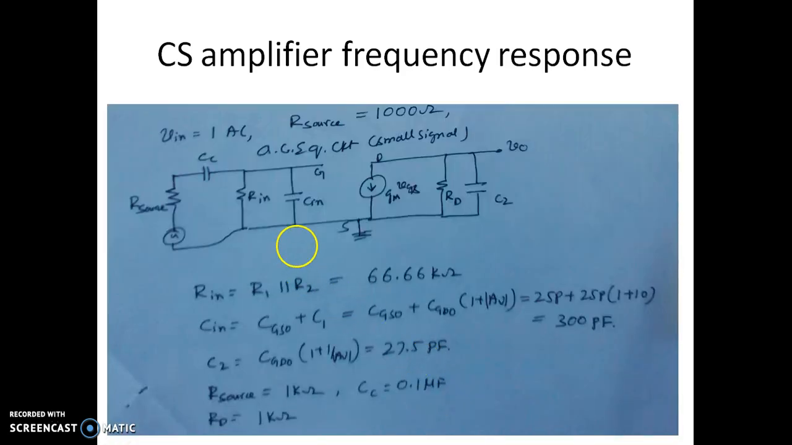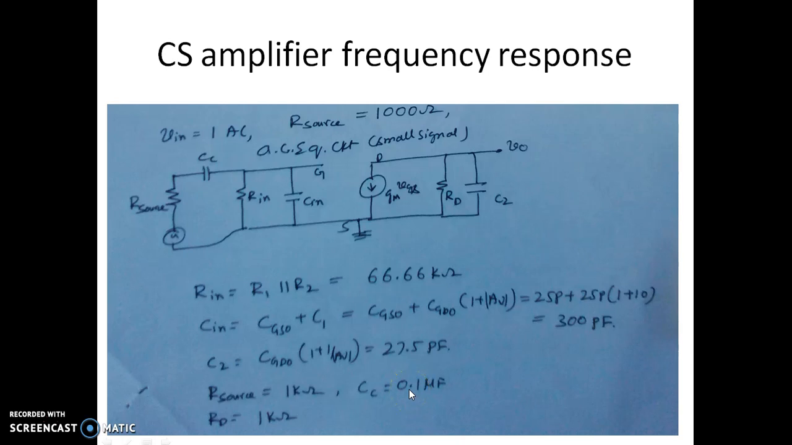So let us look at the equivalent circuit of the CS amplifier considering all the capacitances. In the equivalent circuit, as you can see, we are representing Rin, which is R1 parallel R2. Cin is nothing but CGSO plus C1, where CGSO is the value of the capacitance, and C1 is CGDO into 1 plus Av. So the overall Cin comes out to be 300 picofarad, and C2 comes out to be CGDO into 1 plus 1 over Av, which is now 27.5 picofarad. The R source we are assuming as 1 kilo ohm. The value of RD is 1 kilo ohm again, and the coupling capacitor we are assuming as 0.1 microfarad.